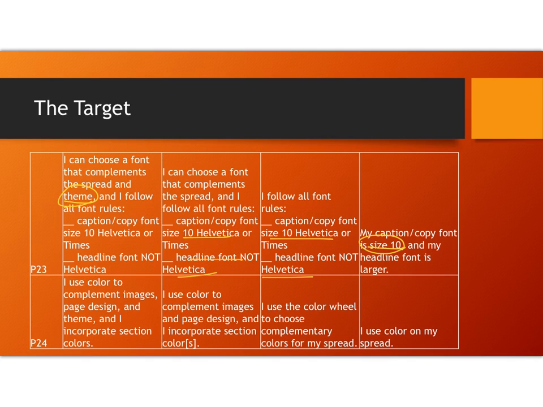For P24, we're looking at color. At the 1 level, you can use color on your spread. Hey, that's great, right? We are a full color yearbook, so there's no reason not to have some kind of color on there. Make sure you're including it. At the 2 level, you can use the color wheel to choose complementary colors for your spread. At the 3, you can choose those colors to complement images and page design, and you also have section colors if we choose to go that route this year. That could change. At the 4 level, use color to complement images and page design and theme. There it is again. And you incorporate section colors.